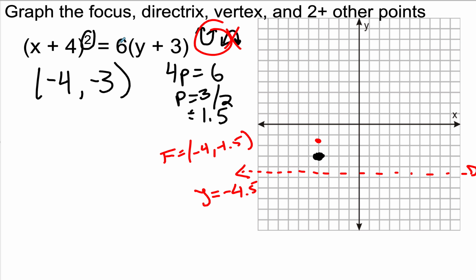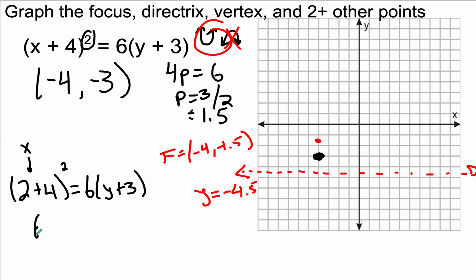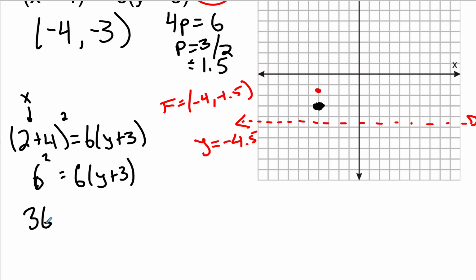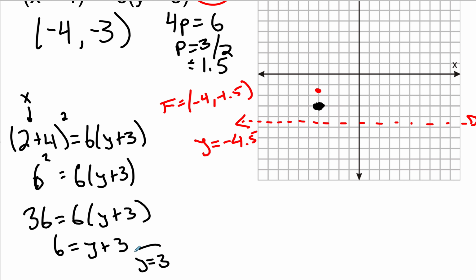Points. All right, I see that, again, we go back to my perfect squares. I want to get 36 here, because if I can get 36, it'll divide out nice, so I plug in 2 to get 6 in there. So I get 6 squared equals 6, y plus 3. 36 equals 6, y plus 3. 6 equals y plus 3. Y is equal to 3.